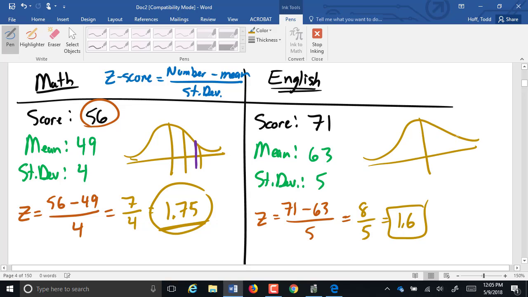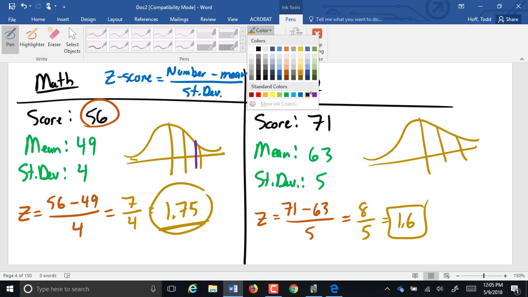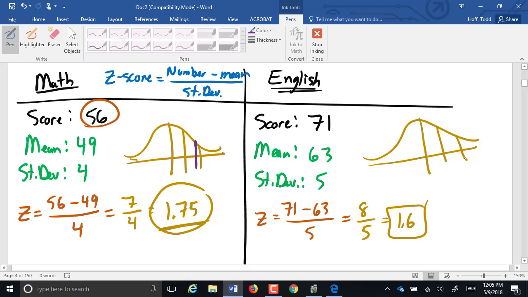So on our bell curve, here's the mean. We're above the mean. 1.6 means it's 1.6 standard deviations above the mean. So again, if that's 1 above and 2 above, it's somewhere in here, which means this one is more standard deviations above the mean than the English is. So technically the math test is a slightly more impressive score.